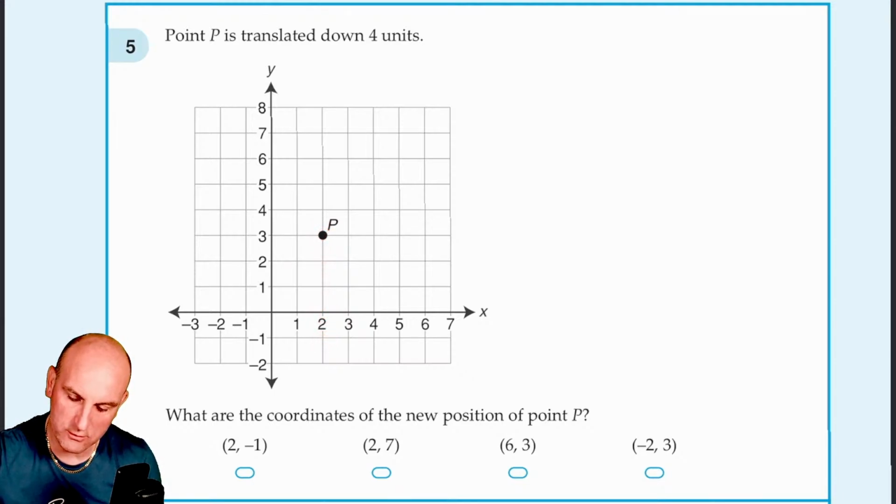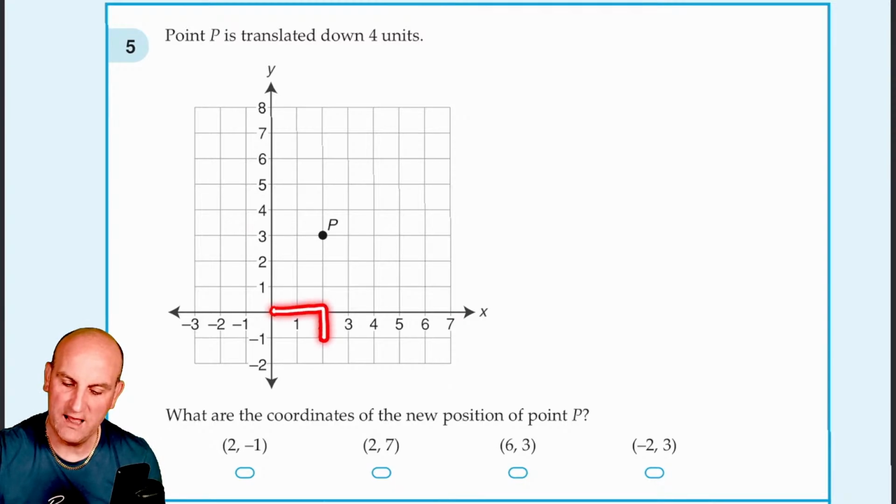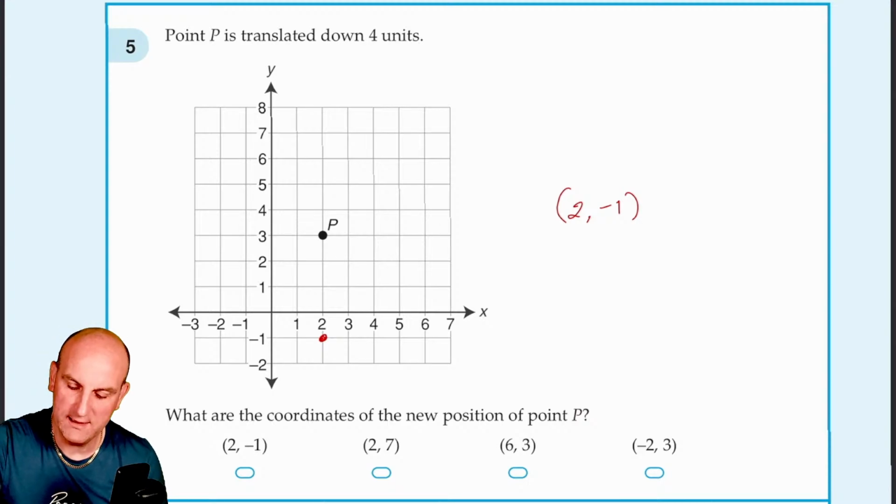So let it go 1, 2, 3, 4. There we go. And if we remember, we start from the origin. We go the number of squares across first, and then the number of squares up or down. So I'm going to go 2 across and 1 down. So I'm looking for 2, -1.